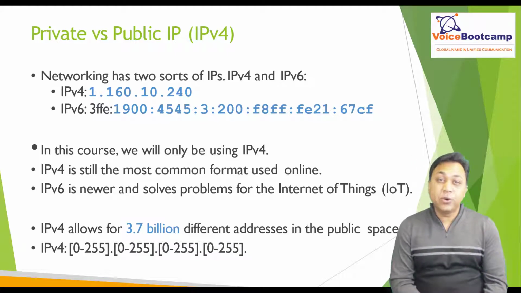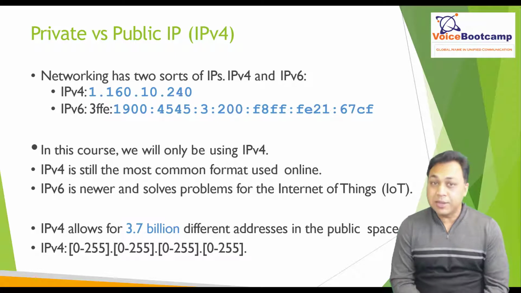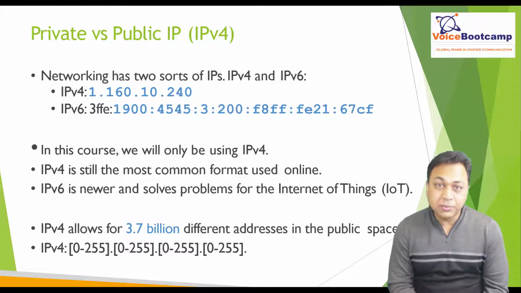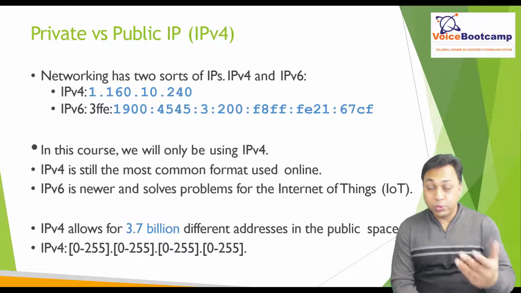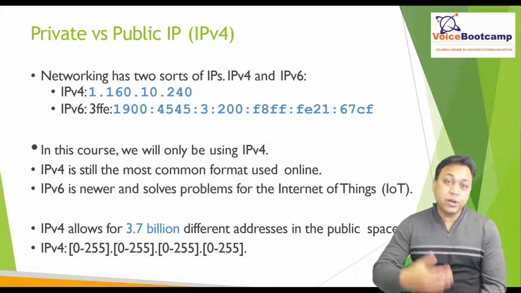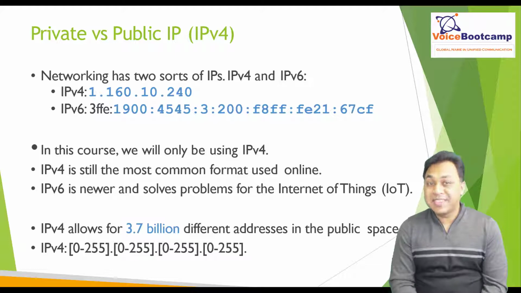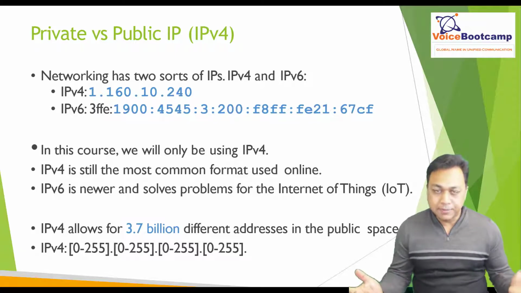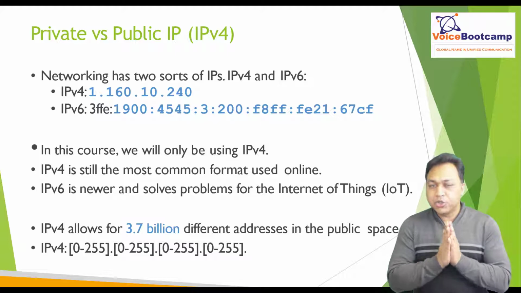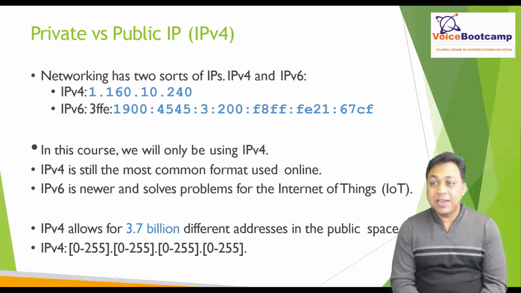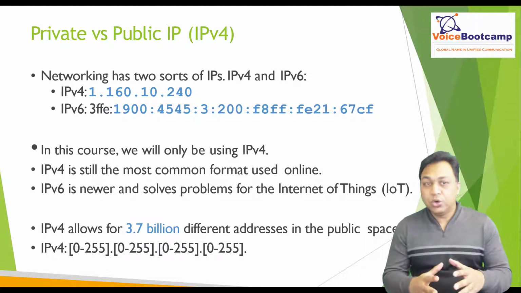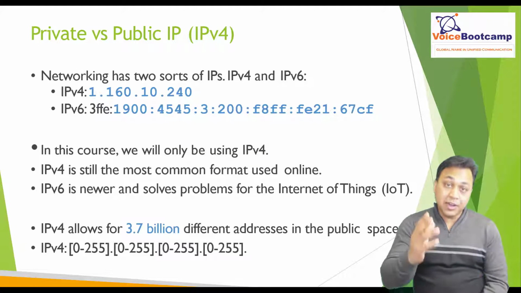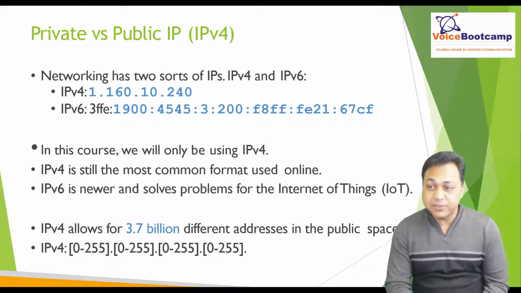Right now, IPv4 is still the most common and widely used IP address, and there are only about 3.7 billion IP addresses available. Of course, we will ultimately run out of them in the future. That's when IPv6 was introduced, which is basically unlimited. IPv6 solves the IP addressing problem, as well as problems related to the Internet of Things. In this video, and throughout this course, we're going to focus on IPv4, not IPv6.